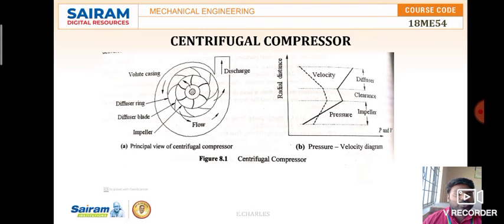So the first portion is nothing but the impeller, where pressure is drastically increased, and then there is a clearance, and in the diffuser again there is a slight increase in the pressure and velocity. This is the radial distance. So this is all about the pressure velocity diagram.